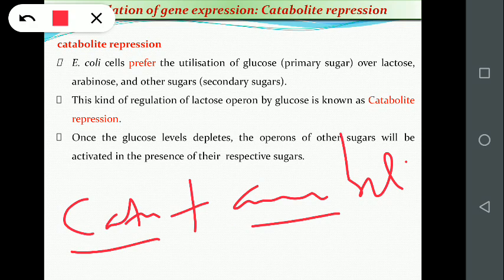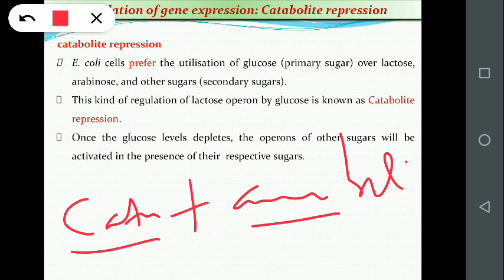That is catabolism. And anabolism means synthesis. From simple molecules, complex molecules will be synthesized. They are simply the biosynthetic pathways, like gluconeogenesis. From non-carbohydrate precursors, we will get glucose in a process known as gluconeogenesis.